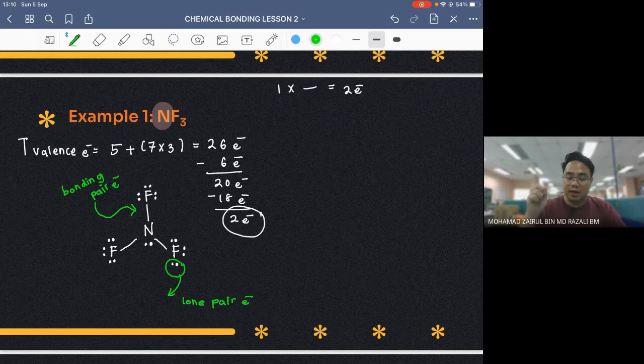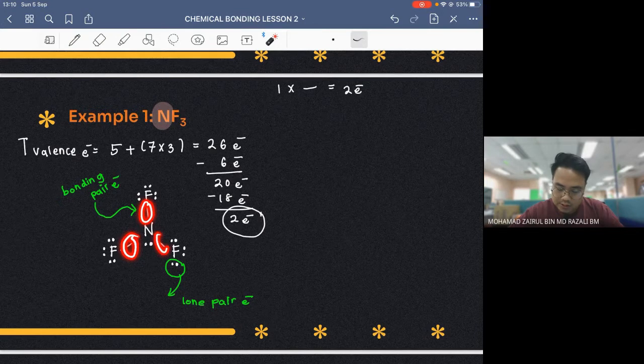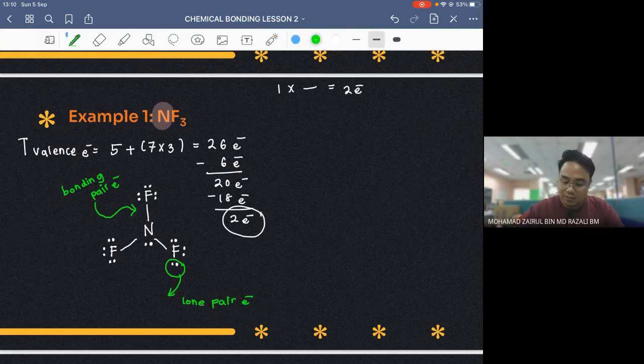So and then nak tahu Lewis structure awak tu betul atau tidak, awak kena make sure each element itu adalah octet. Okay, so nitrogen ini dari 2, 4, 6, 8. So 8 electrons, that means the octet. This fluorine is 2, 4, 6, 8. So each of the fluorine has 8 electrons. That means they already achieve stable octet electronic configuration. So kalau semua dah octet, maknanya your Lewis structure is the correct one. So ini adalah yang betul.